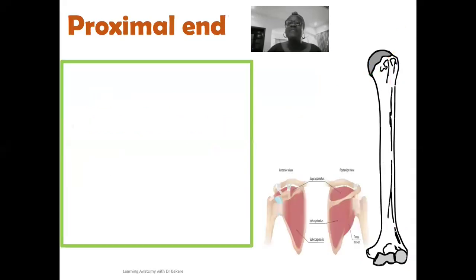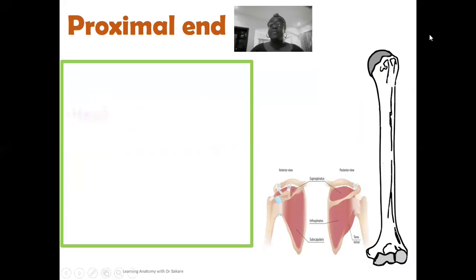So now let's delve more into the different specific regions of the proximal end of the humerus. The first region that we describe in the proximal end of the humerus is the head. This is where we say the head is located.